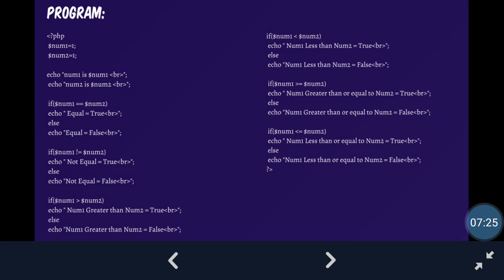Next is, if $num1 less than $num2, what we have? Echo num1 is less than num2, else num1 is less than num2, false. Next, if $num1 greater than or equal to num2, we are going to print num1 greater than or equal to num2 is true, else num1 greater than or equal to num2 is false. The last category is less than equal to. So we have if condition as, if $num1 is less than equal to $num2, echo num1 less than or equal to num2, which is true, else num1 less than or equal to num2, which is false.